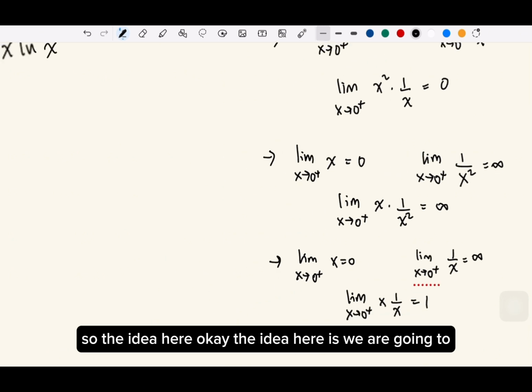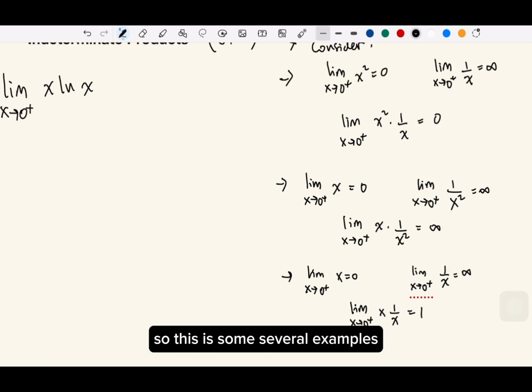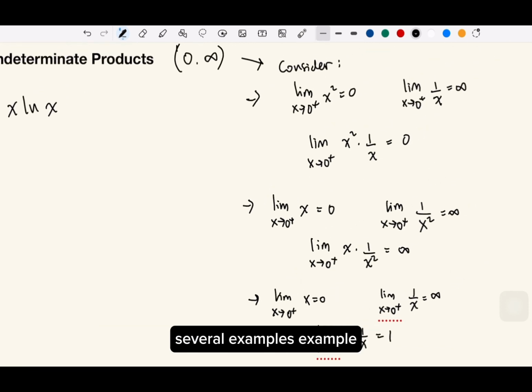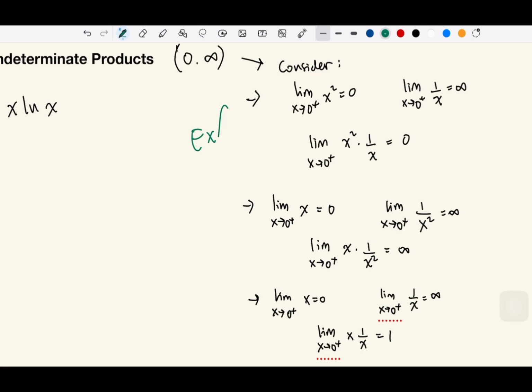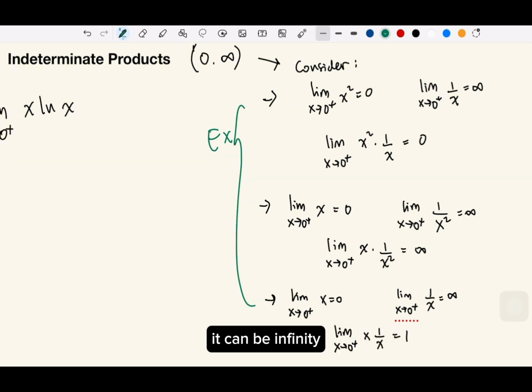So the idea here is we are going to look at several examples. Example for indeterminate products. So it can be 0, it can be infinity, it can be 1.